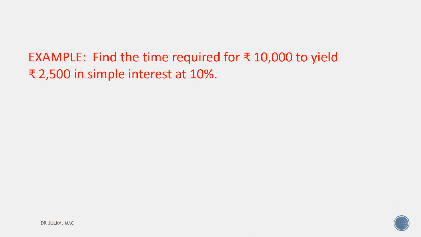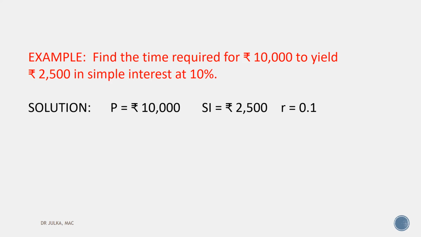In this example, we want to find out the time required for 10,000 rupees to yield 2,500 rupees in simple interest at a rate of 10%. In this question, principal is 10,000 rupees, simple interest 2,500 rupees, and the rate of interest is 0.1, that is 10%. And now we want to calculate the time.